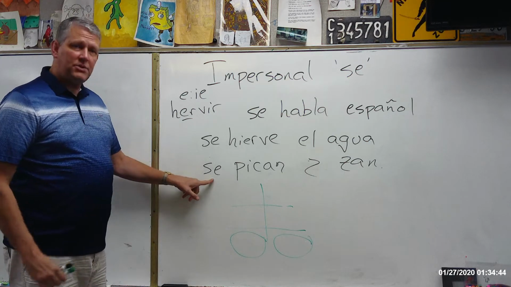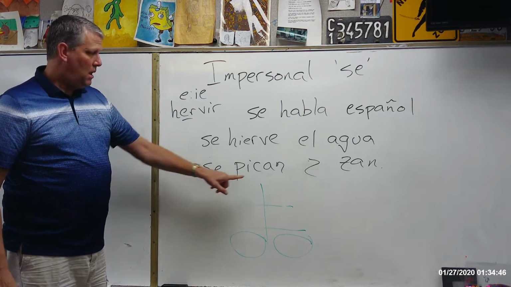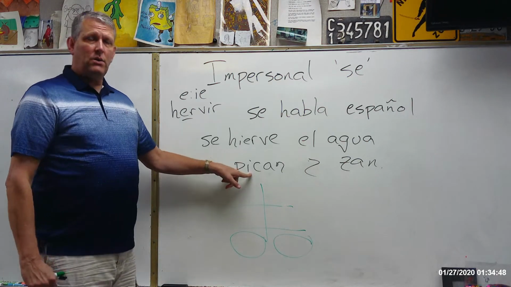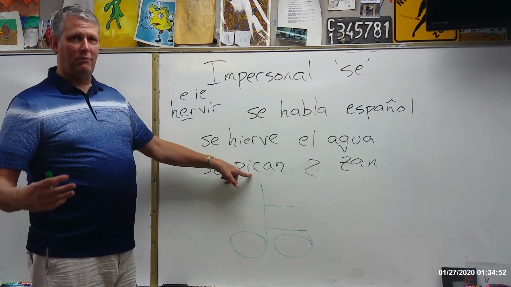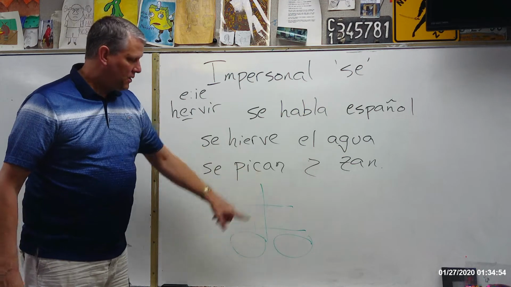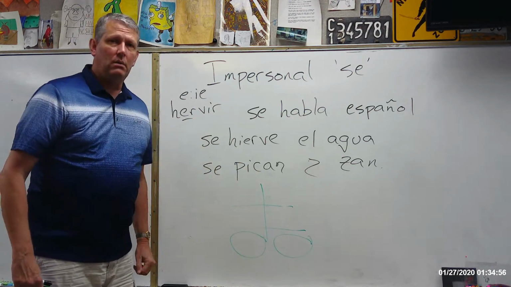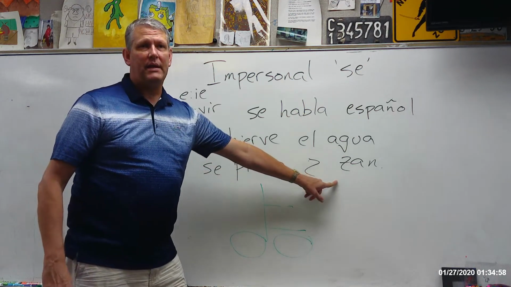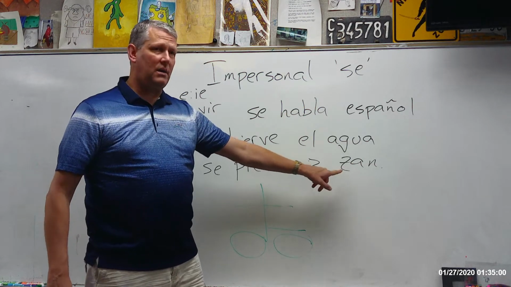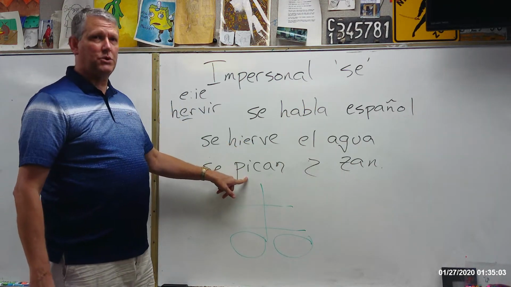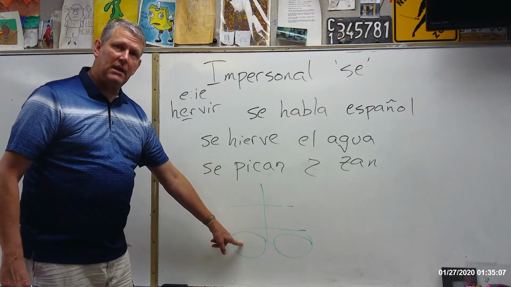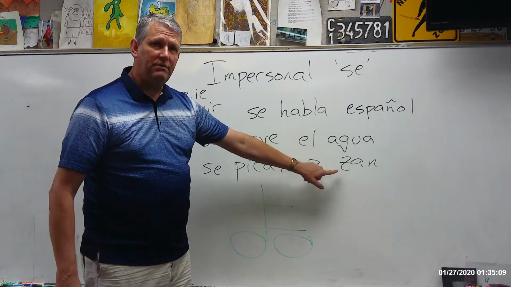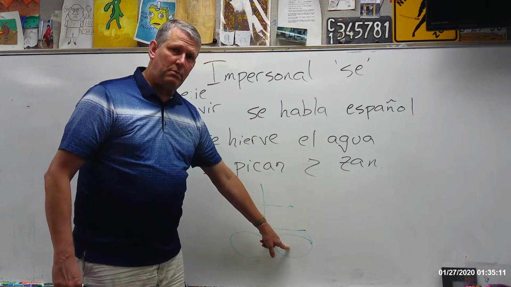So you see, you always start off with the se, throw in the verb that you want to use, like dice, mince, julienne, boil, fry, whatever, okay? You're going to use either the singular or the plural, depending on what it is you're working with, the thing that is being minced or chopped or boiled. If it's a singular item, use the third person singular. If it's plural, use the third person plural.